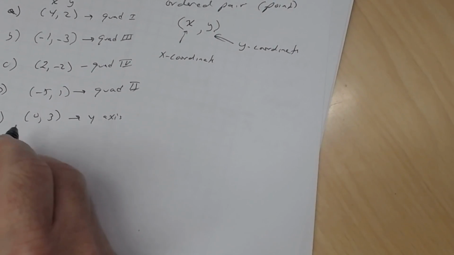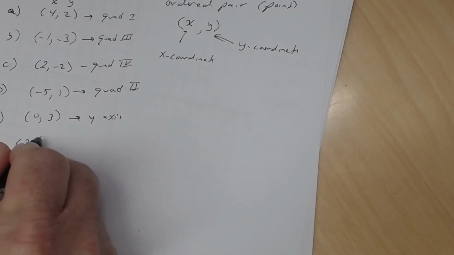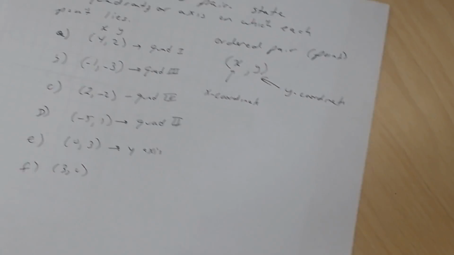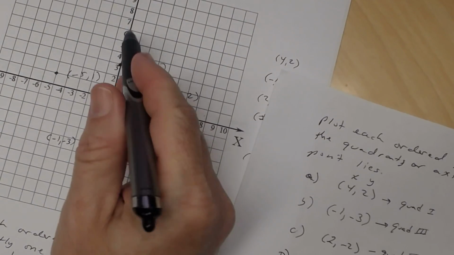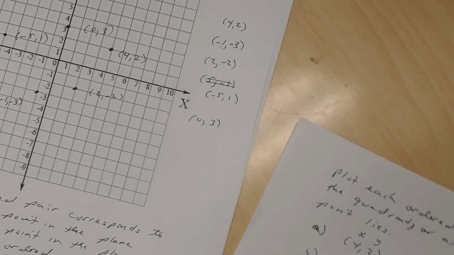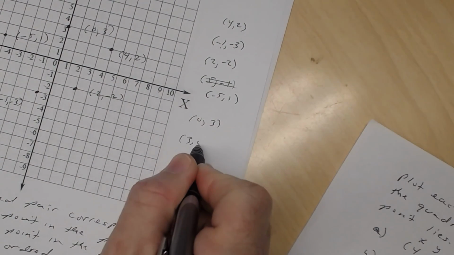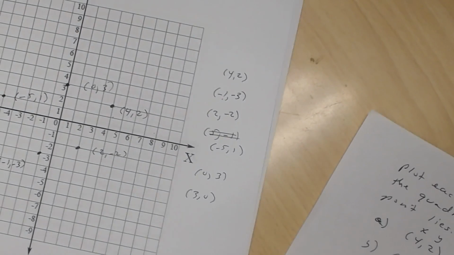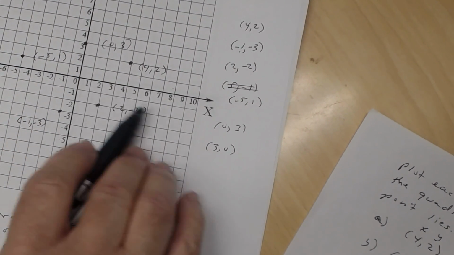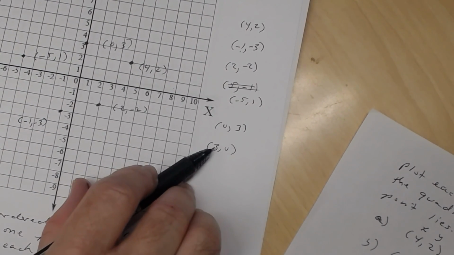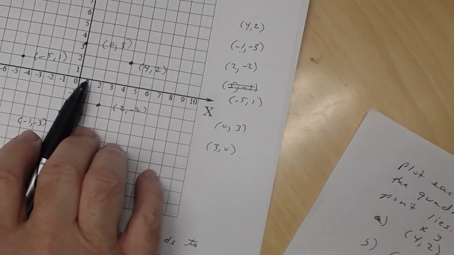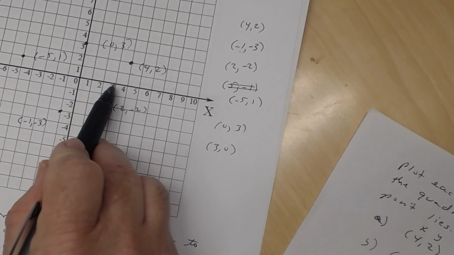F. Suppose you had (3, 0) this time. All right, (3, 0). So we know that (0, 3) is on the y-axis. So let's talk about (3, 0). Where's (3, 0) located? Okay. So again, you start at the origin. You do the x-coordinate first. The x-coordinate is a positive 3, so that means I move to the right 3 units. So this is where I'm at, right here.